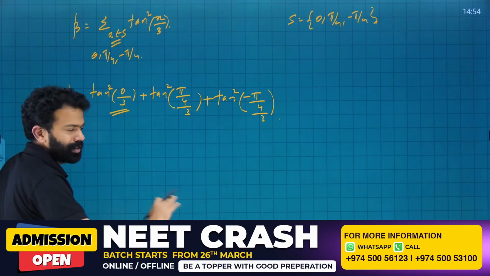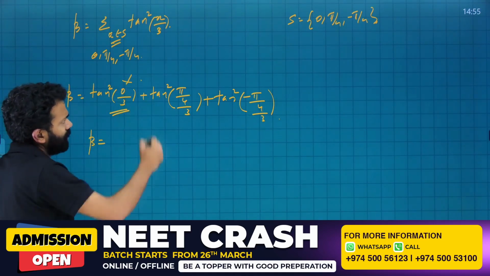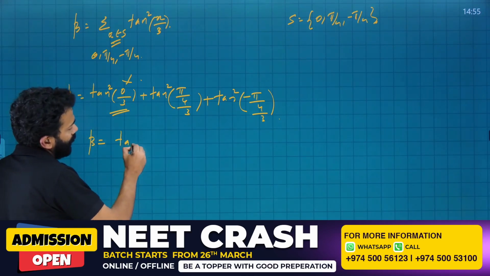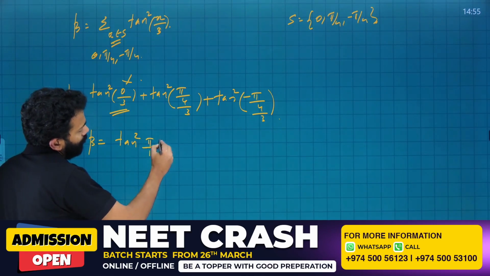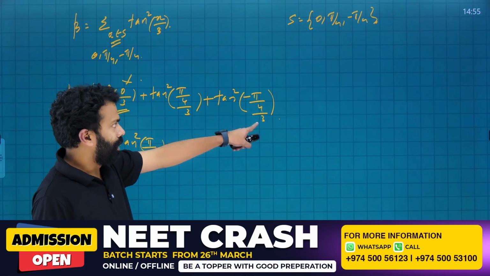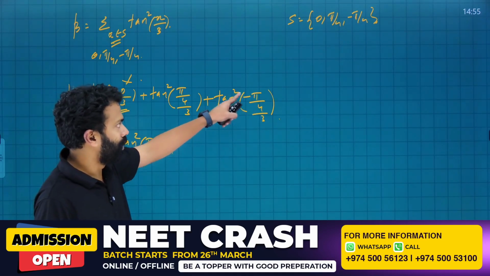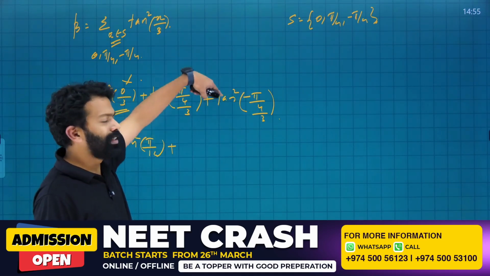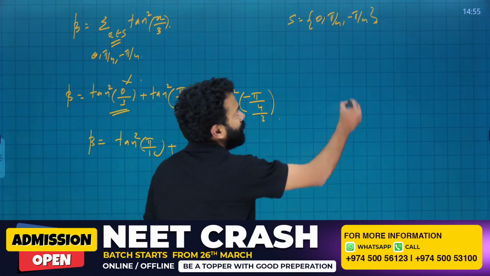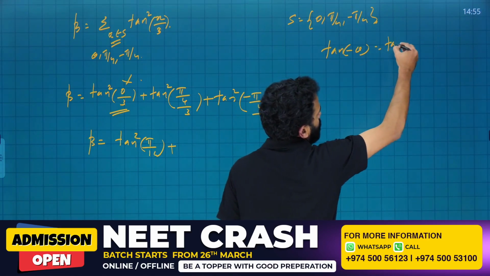Tan square 0, that is beta is equal to, we don't want to write that. See, what is tan square pi by 4 by 3? That will be equal to tan square pi by 12 plus what is tan square pi by 4 by 3? Again tan square minus pi by 4 by 3, sorry, and that will be equal to tan square minus pi by 12. And what is tan? Actually, tan minus theta is what? Tan theta. We know that. Tan minus theta is equal to tan theta.